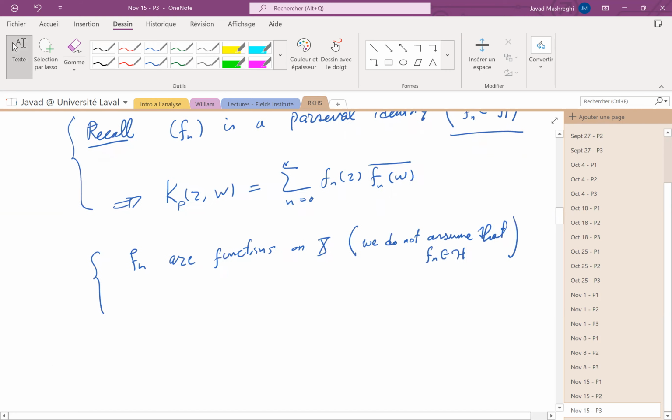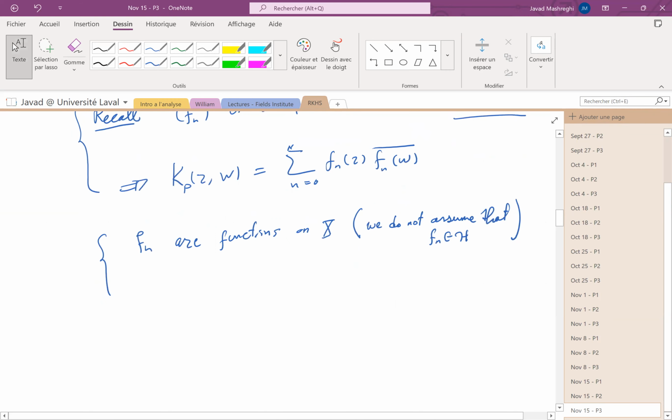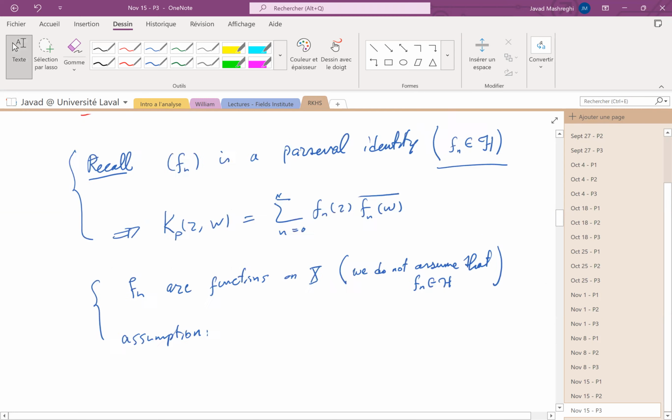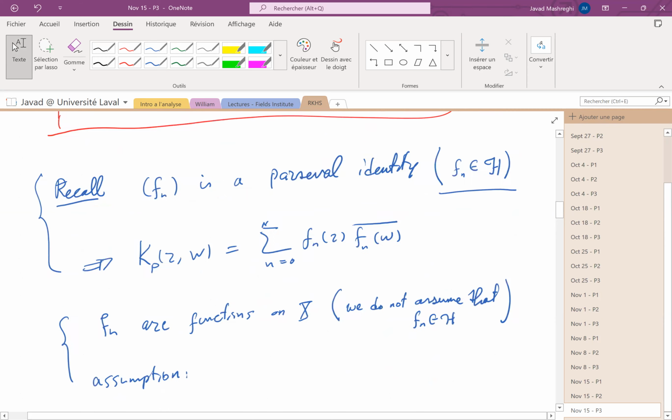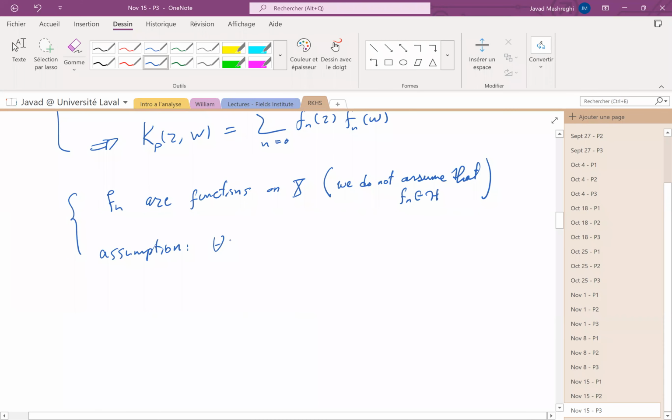That's the important part of that exercise. So we have some function. Our assumption is what we have here in the red box. The assumption is that for each Z and W, Kp of Z and W is this series of complex numbers. Here is the finite case, but it can be infinite too. Fn of Z, Fn of W bar.